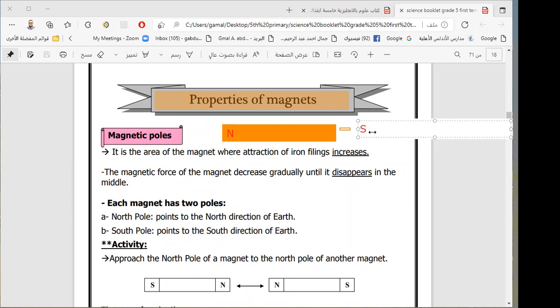So any magnet has two poles. The north pole, which is colored in red, and the south pole, which is colored in blue. We say that the north pole is always directed to the north. This one is the north pole. It is always directed to the north. And this one is called the south pole, which is always directed to the south.